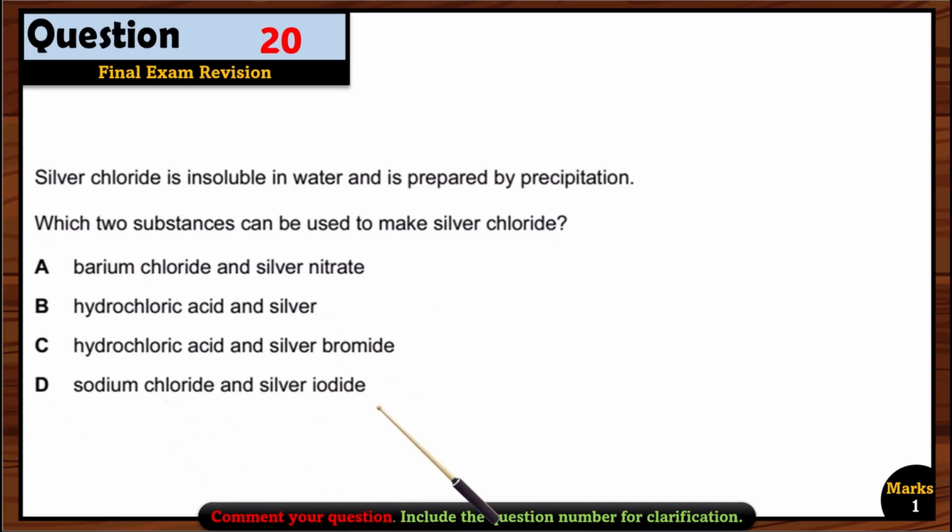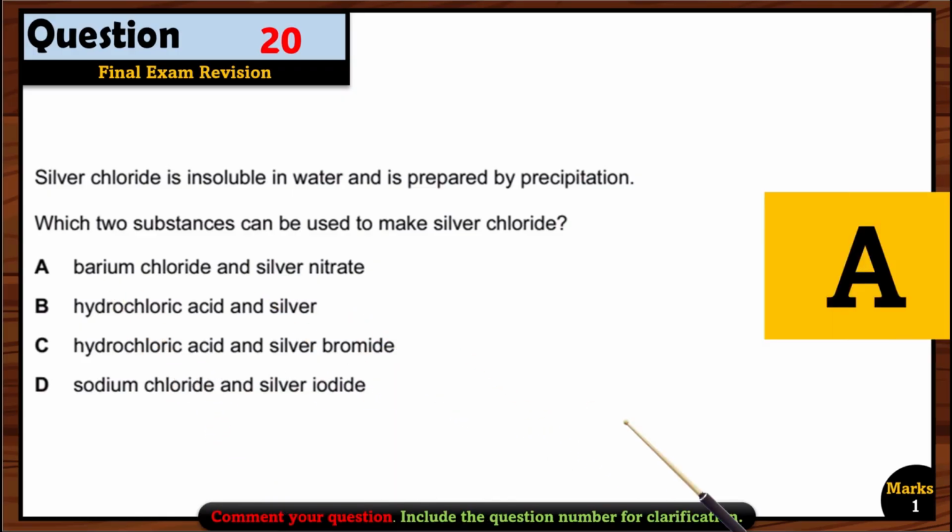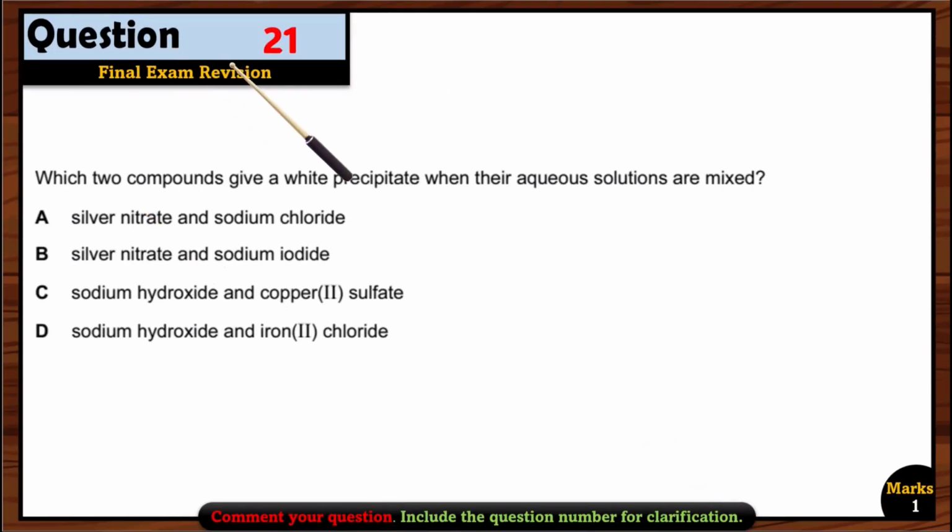Sodium chloride and silver iodide, again, all the halogen salts of silver are insoluble, okay? So that's why silver iodide, again, will not react with sodium chloride, okay? So that's why we are just left with option A. So option A is the right option here. Okay, let's see question 21.